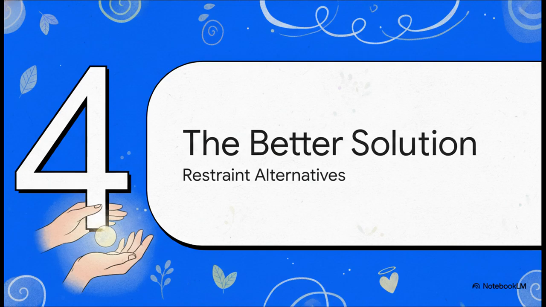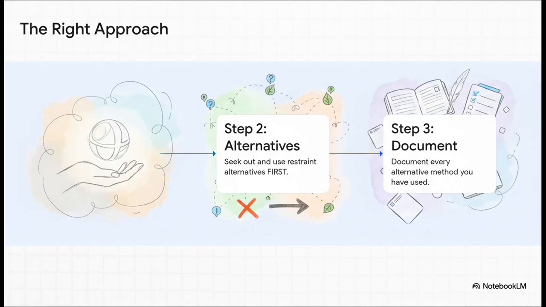Okay, wow. So if restraints are that dangerous, what do we do instead? Well, the better solution, the only solution really, is to shift our entire way of thinking. We have to prioritize finding and using alternatives to restraints first. This is the bedrock of modern, compassionate healthcare. The professional standard of care follows a pretty simple three-step process. One, create a safe and secure environment. Two, you must look for and use alternatives first before a restraint is even considered. And three, and this is crucial, you have to document every single alternative you tried. In healthcare, if you didn't document it, it didn't happen.